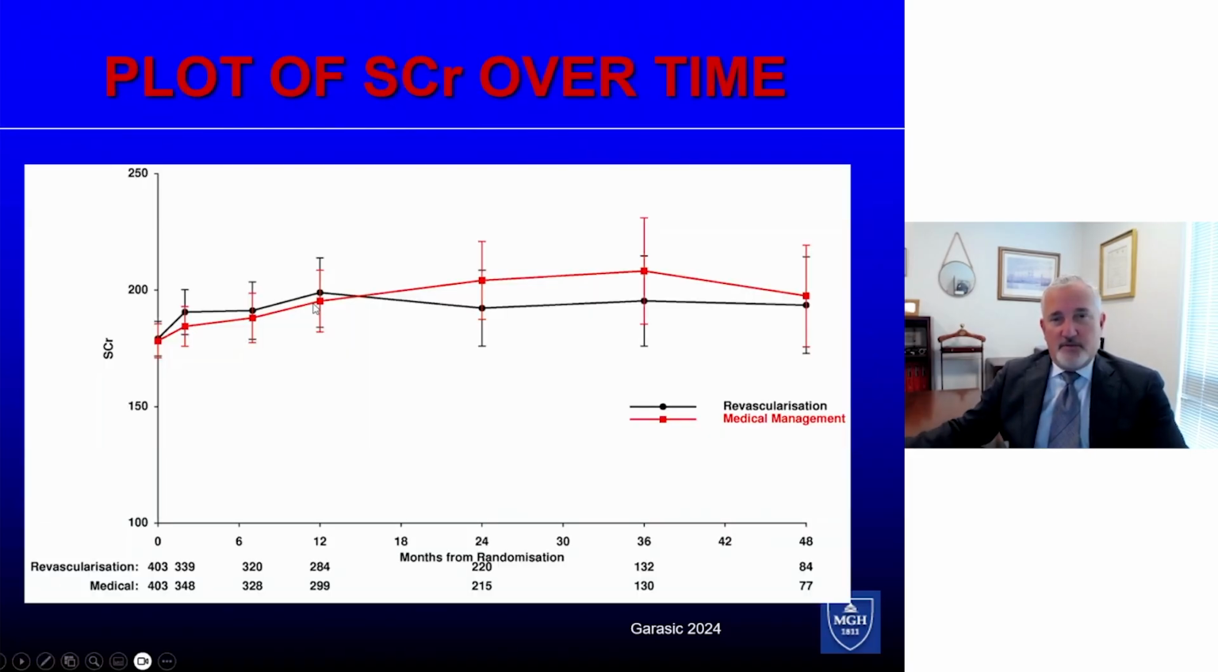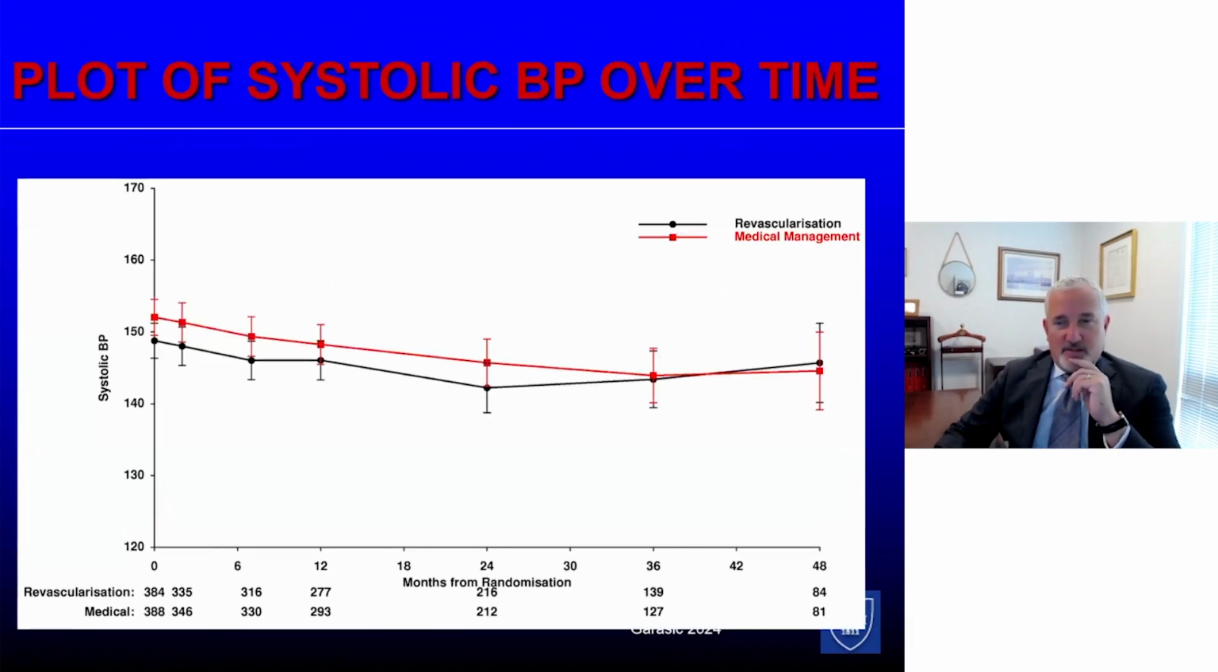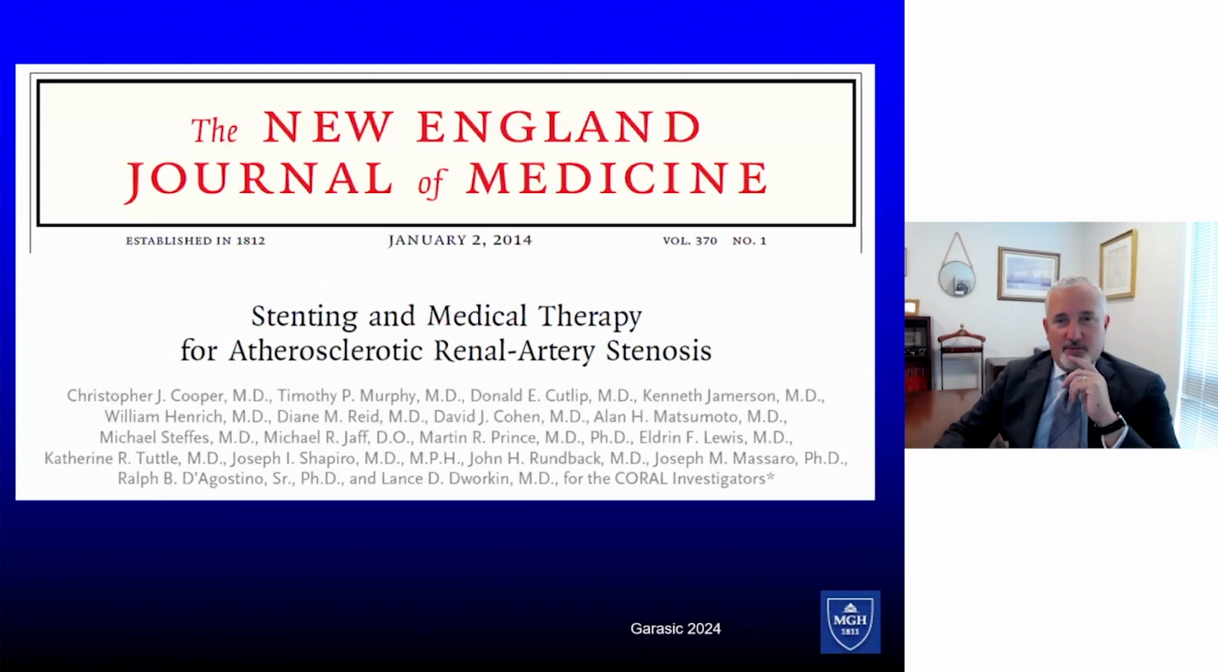Here's the serum creatinine over time in the two groups, fairly superimposable out to 48 months. Here's systolic blood pressure over time. Again, looking perhaps a little bit better for the revasc arm up front, but then really crossing each other and no significant difference there. So ASTRAL was negative, DRASTIC was negative. And then the next up to bat was the CORAL trial.